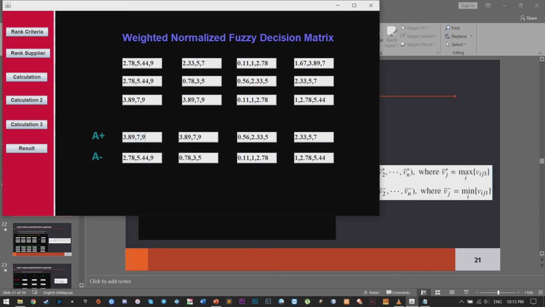Whereas the FNIS, the fuzzy negative ideal solution, will be compared from the left to the right, where FPIS before was compared from right to left. There will be some cases where the first number has the same value, like this one, 2.78 and 2.78, so the middle will be compared, but if the middle is the same, it doesn't matter, it will take this value.